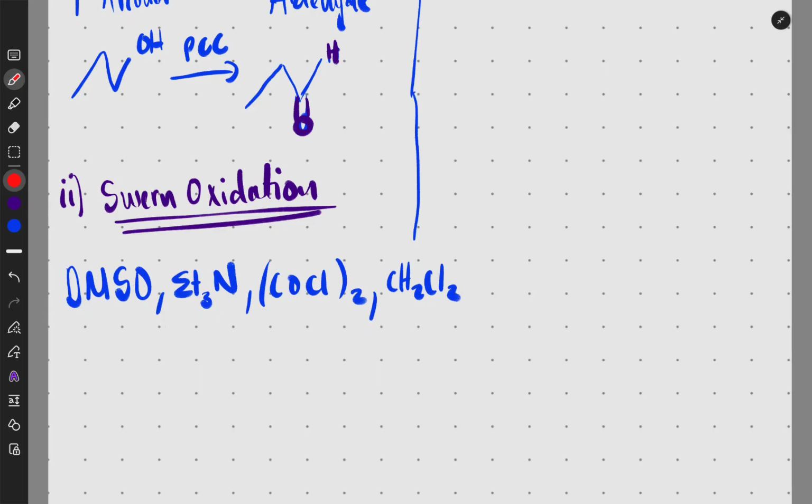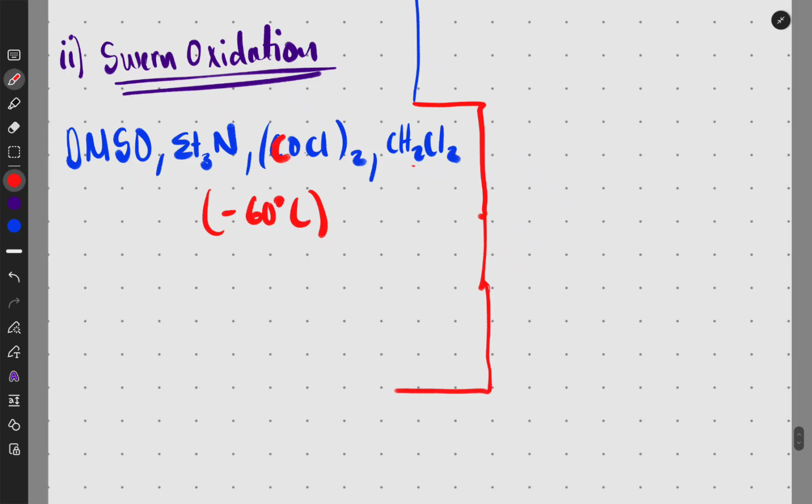DMSO, Et3N, which is triethylamine. Then this is oxalyl chloride, okay, COCl2. Then this is dichloromethane. This is nice. So you use these 4 things, and you use a temperature of negative 60 degrees Celsius, like a freezing temperature, and you can convert any primary alcohol to an aldehyde.